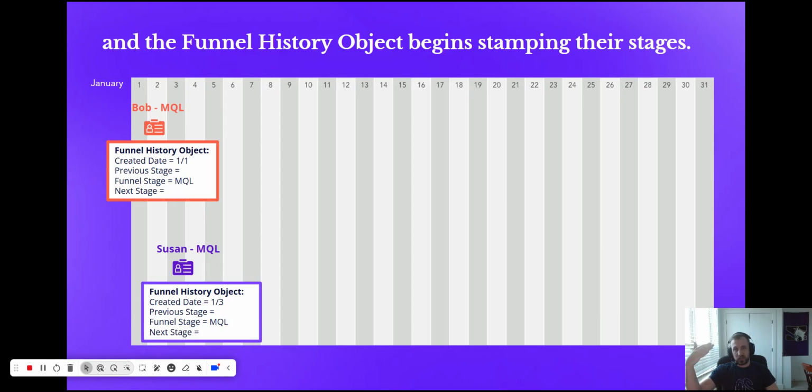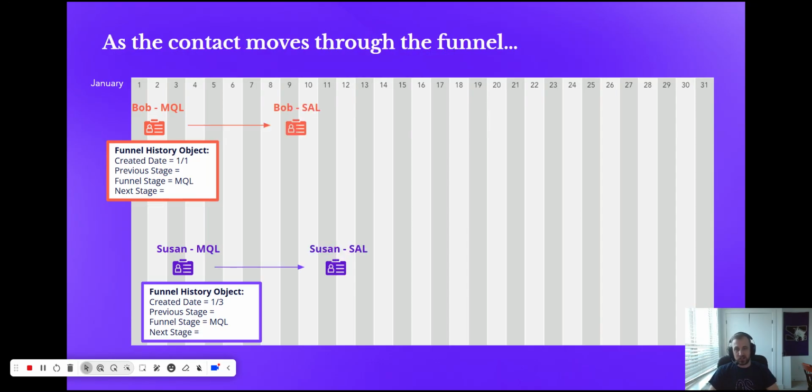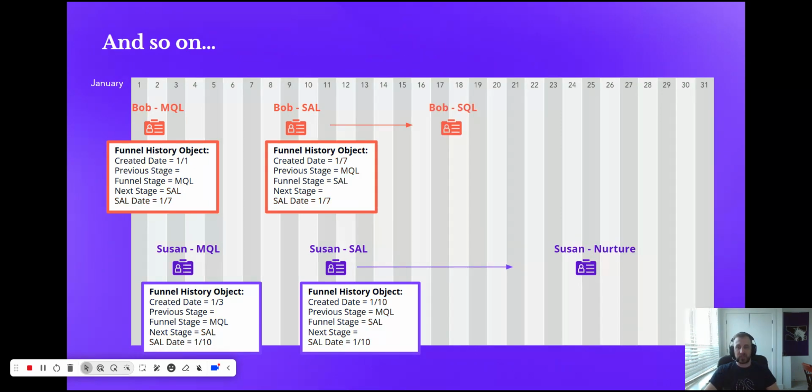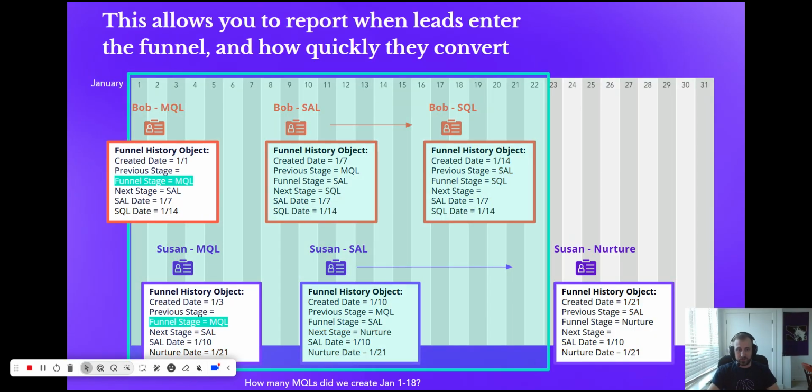But then we create a new custom object record because they're an MQL. It's got a created date of whatever. The funnel stage is MQL. As they continue to move on, they're accepted. Great. We would create a new custom object record for the SAL, and then we'd also go back and update the previous MQL record with where did they go next, when did they reach that next stage, SAL date, and so on as they continue throughout the funnel, right?